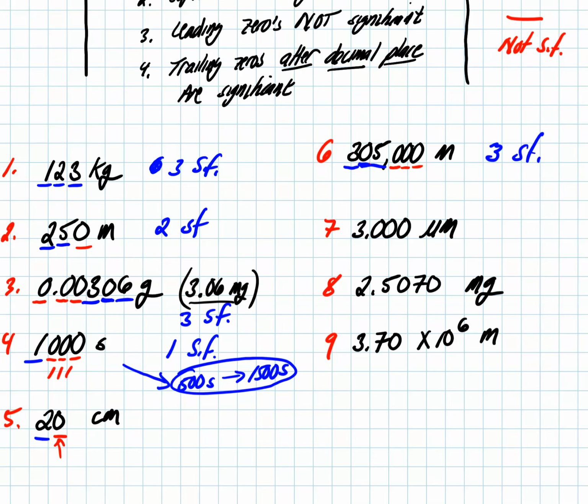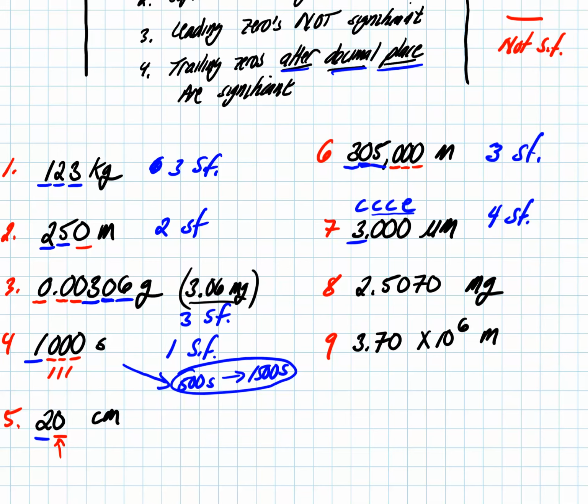Okay, what about number 7? The non-zero always significant. What about these trailing zeros? They come after the decimal place, meaning they're not there to make that 3 a 3. It's already a 3. They're there because this guy was certain. 3 is certain. That first zero is certain. Certain estimate. So they were there solely because of the measurement. They're not placeholders. So that is 4 significant figures.